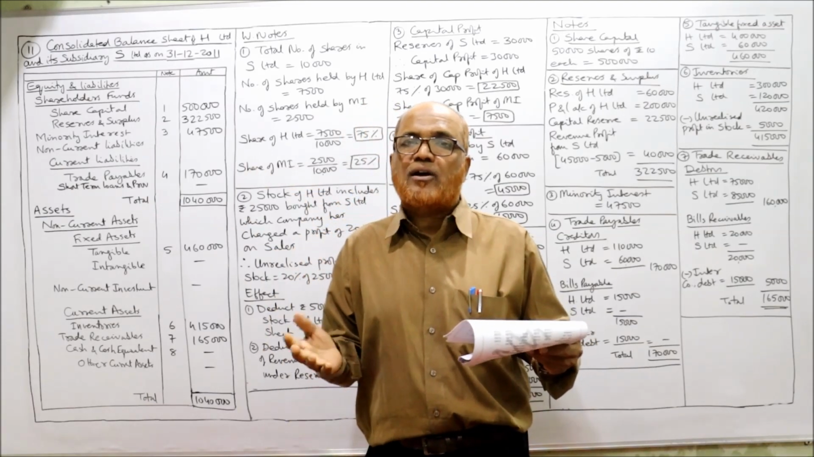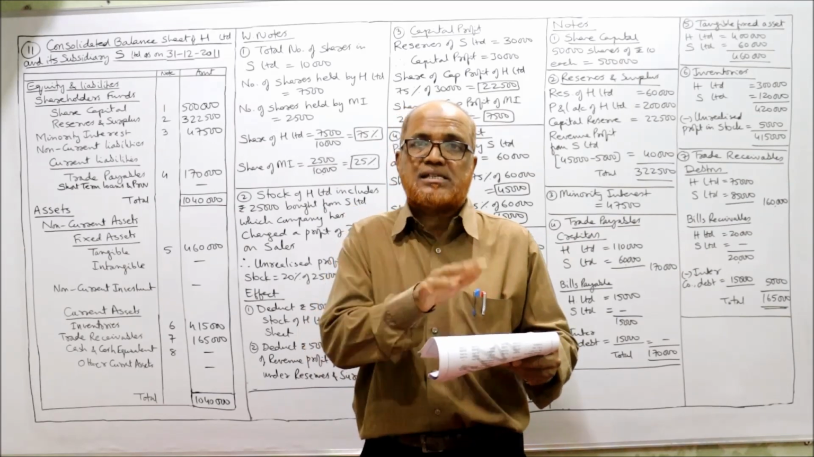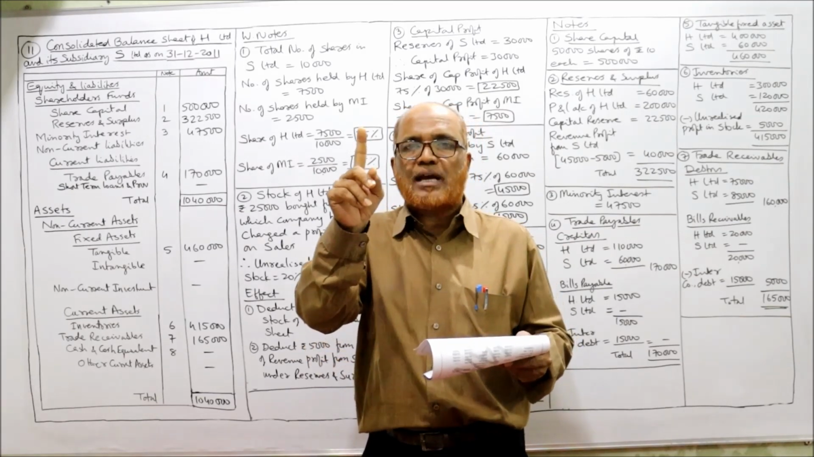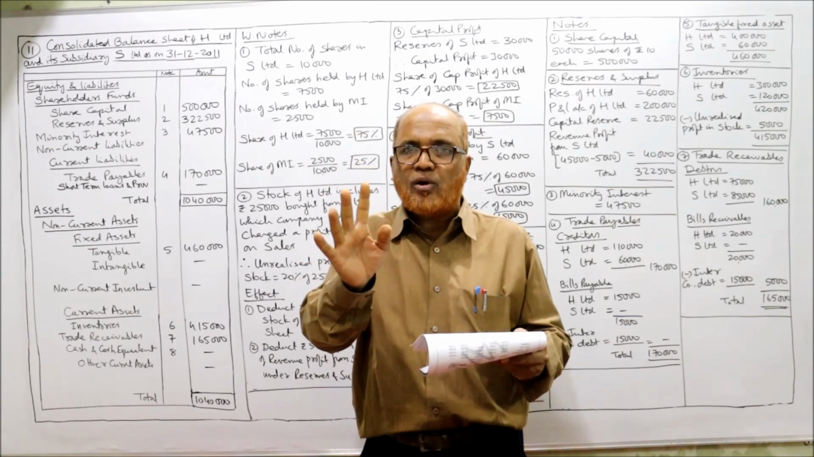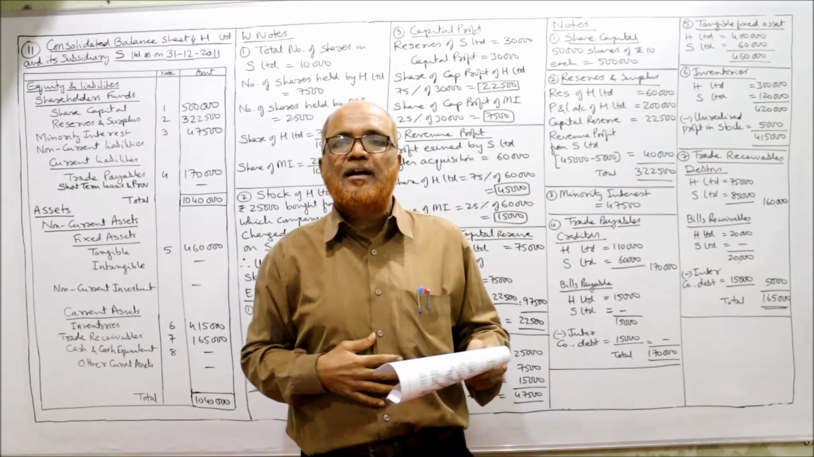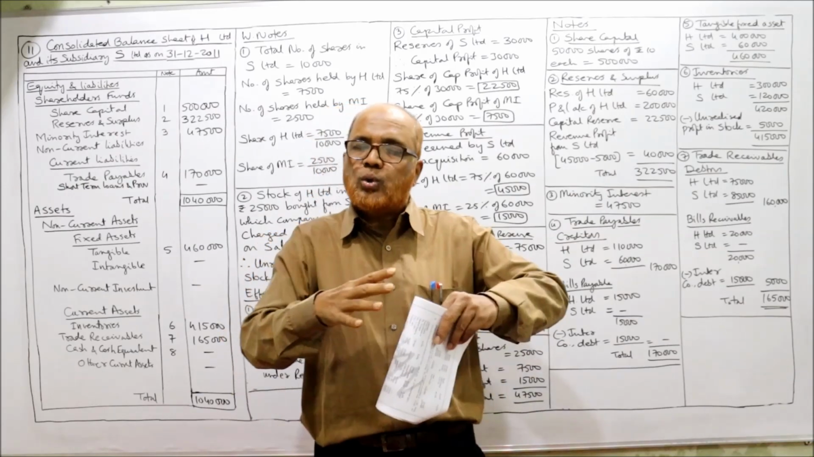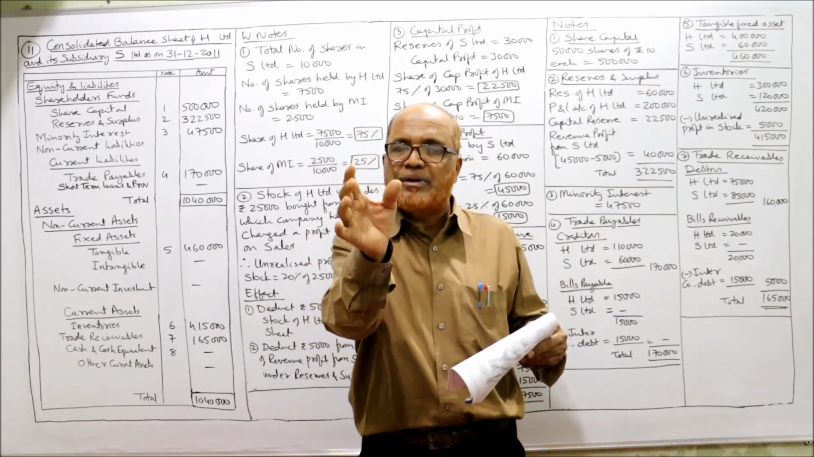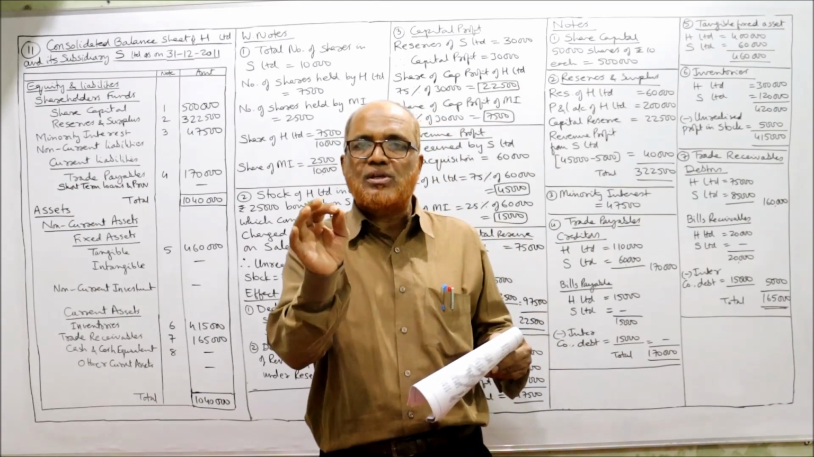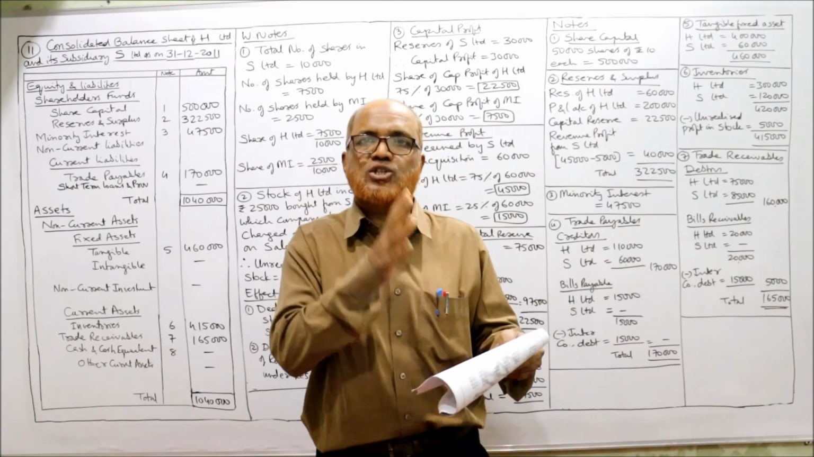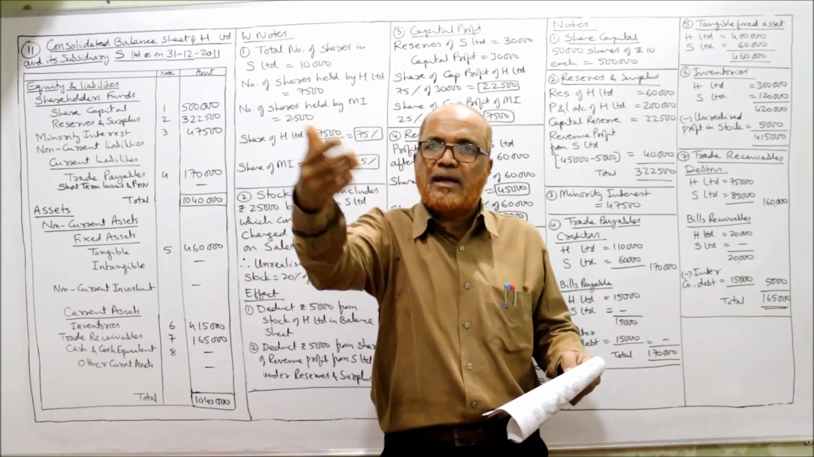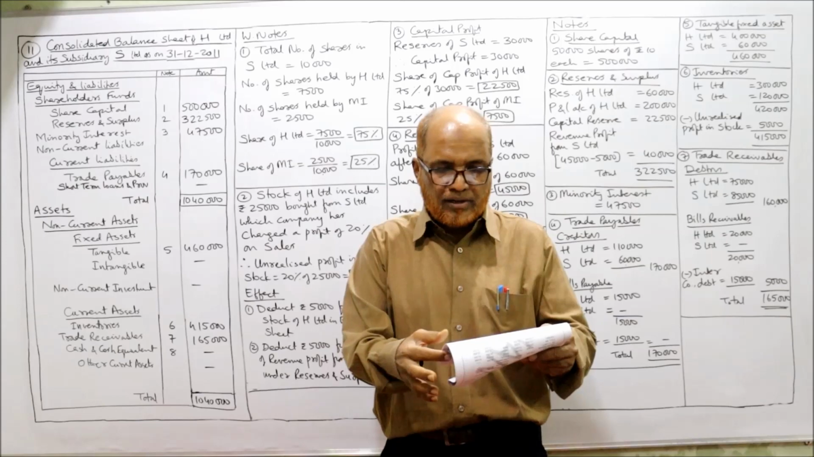First of all, we will find out how many shares there are in the subsidiary company. On the liability side, you see, total equity share capital is 1 lakh. The face value of each share is 10 rupees. So 1 lakh divided by 10 gives 10,000 shares. The total number of shares in S Limited is 10,000. Out of 10,000, 7,500 shares are held by H Limited. The remaining 2,500 shares are held by outsiders, the minority interest.